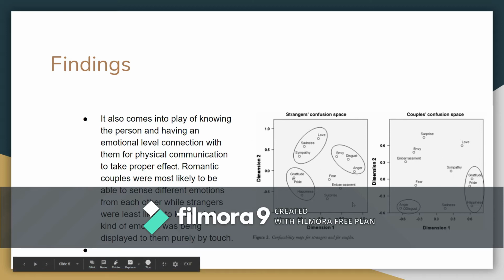This example over here is from the article specifically. It basically shows the areas of confusion for all of the people that were just strangers. So love, sadness, sympathy, envy, disgust, anger, gratitude, pride, happiness were all big groups that the individuals were not able to detect, while fear, embarrassment, and surprise were more so the ones that they were able to see. Probably most likely because there's hesitation with fear.